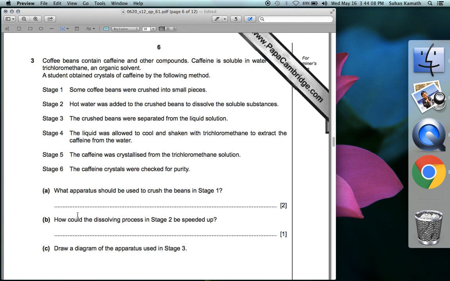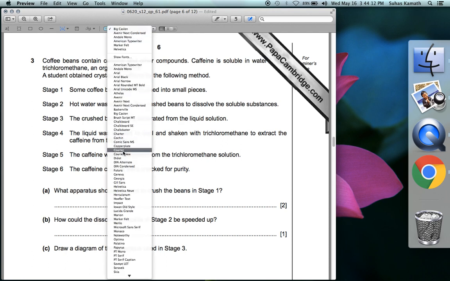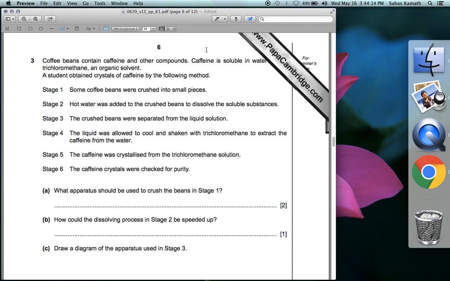Coffee beans. Okay, so now question 3. Coffee beans contain caffeine and other compounds. Caffeine is soluble in trichloromethane, an organic solvent. A student obtained crystals of caffeine by the following method.